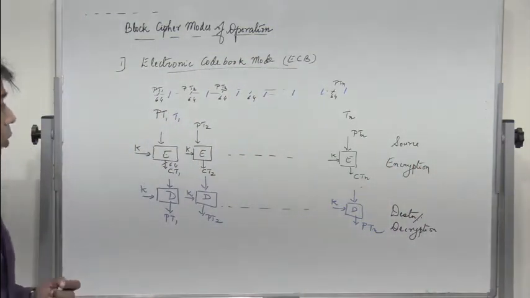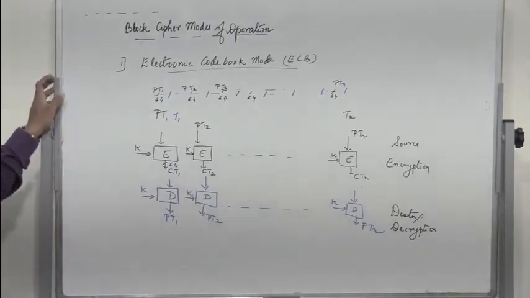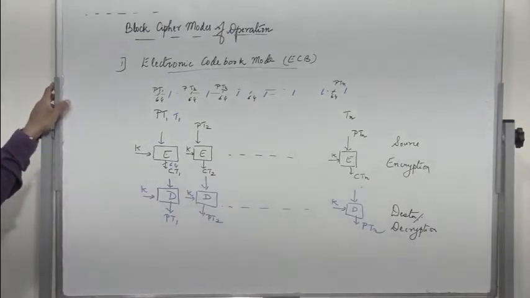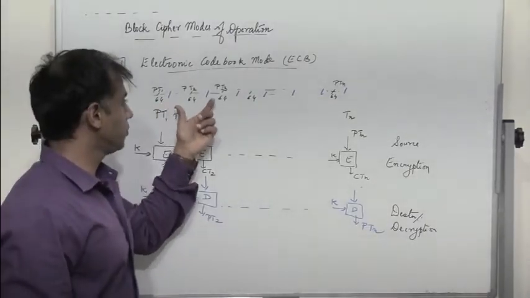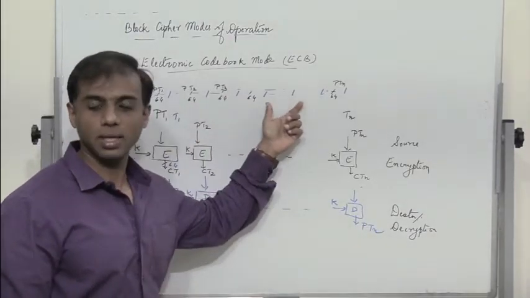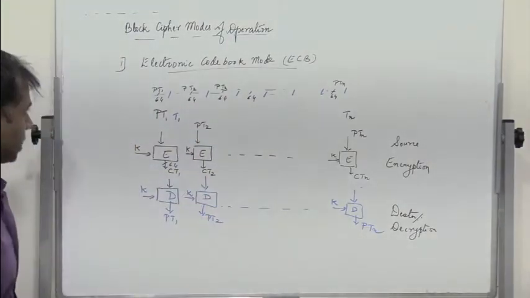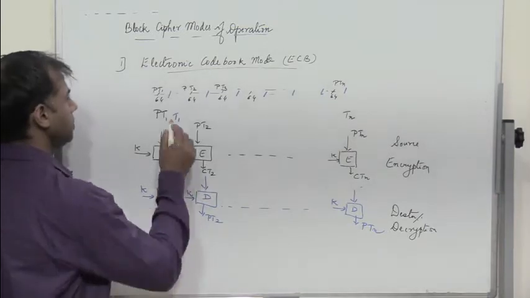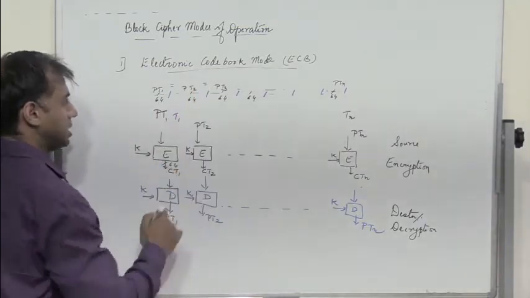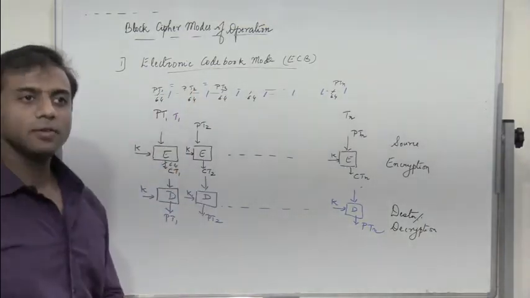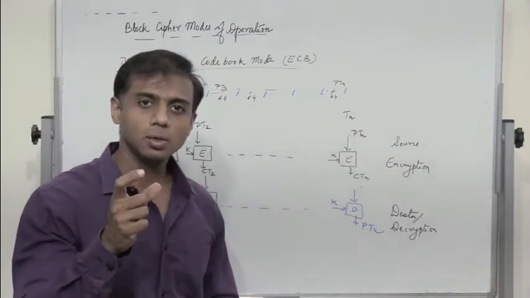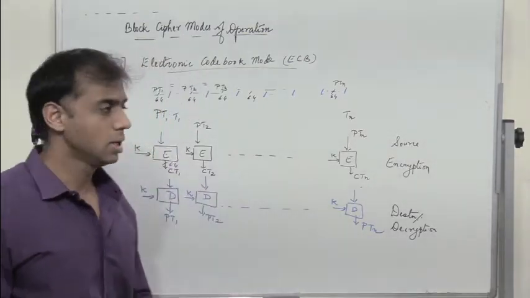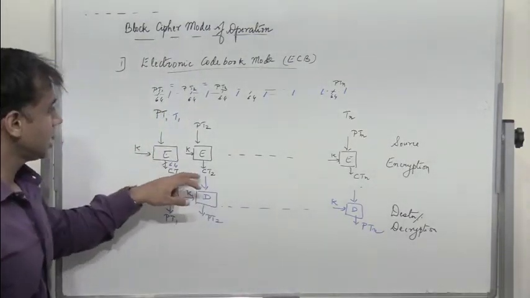Now what is the drawback here? Suppose I have 64-bit blocks of data which repeat in the plain text. If I assume that PT1 is equal to PT2 is equal to PT3, that is, 64 bits of data which repeat in the plain text, what happens? We get the same ciphertext.